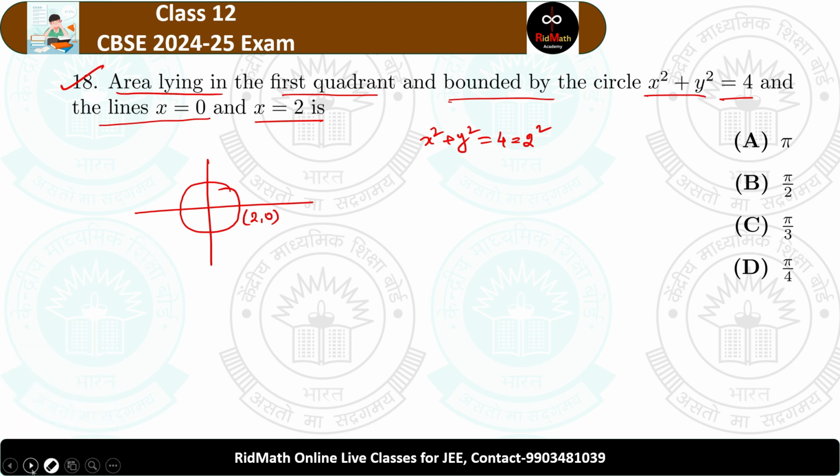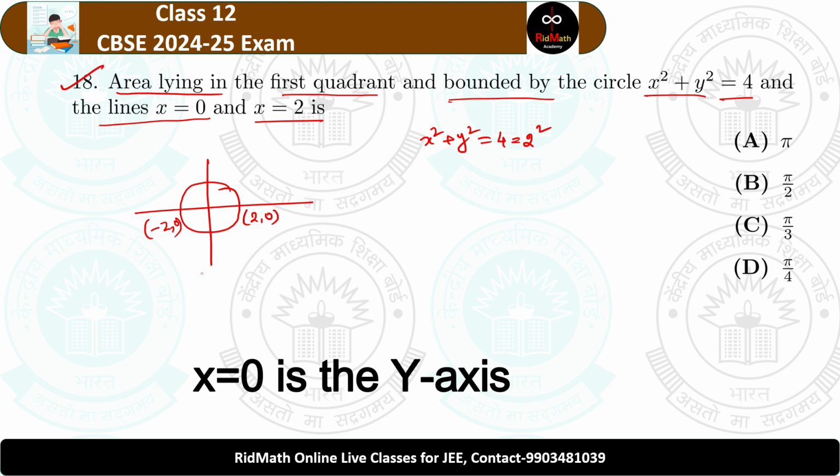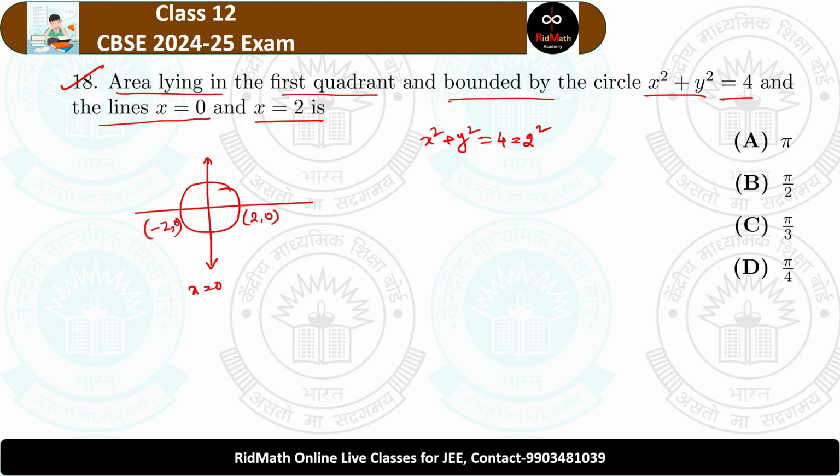This is minus 2 comma 0. So x equal to 0 is a straight line, this is the x axis, this is x equal to 0, and this is the point 2 comma 0. So that means this is the line x equal to 2. Okay, so the area lying in the first quadrant and bounded by this circle and these lines. So the first quadrant is this, and this is the area we have to find.